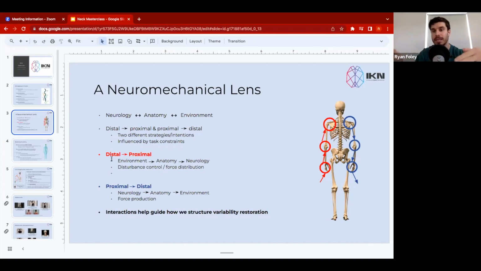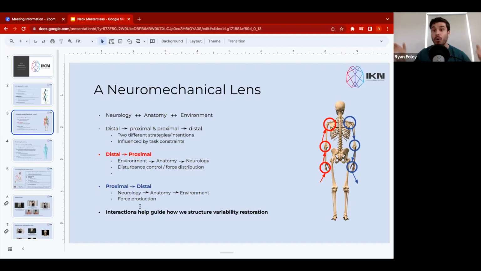The distal to proximal sequence would characterize an individual constraint based on Newell's theory of constraints, whereas the idea of disturbance control and managing perturbations, managing forces, would be more of a task constraint, where we're trying to manage the forces acting on a system, versus force production, for example, where we're trying to overcome the forces, we're trying to act on the environment, we're trying to overcome those external forces.